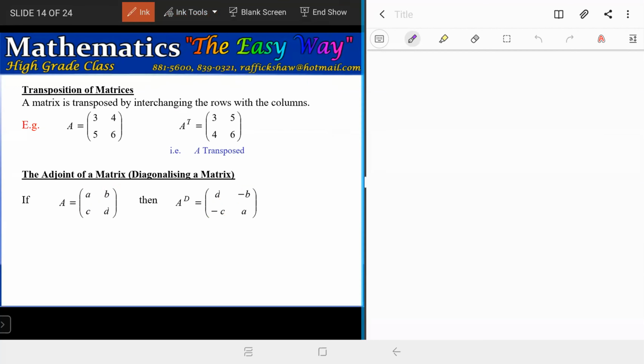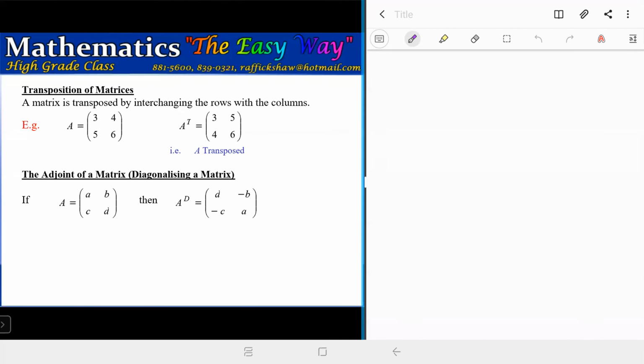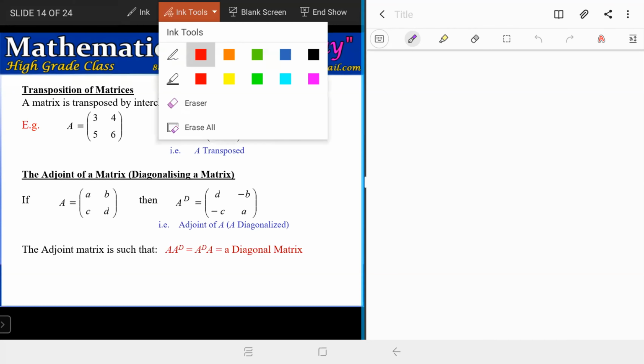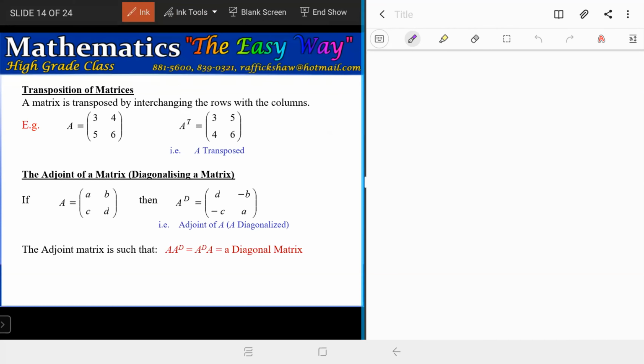And what is the significance of the adjoint matrix? It is that when you multiply a matrix and its adjoint, you form a diagonal matrix. And that's what this is basically saying. A matrix multiplied by its adjoint matrix is equal to a diagonal matrix. See there, a matrix multiplied by the adjoint matrix is equal to a diagonal matrix. Or an adjoint matrix multiplied by the matrix still equals a diagonal matrix.